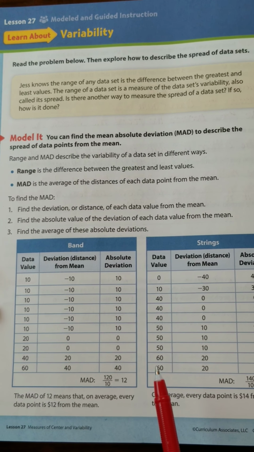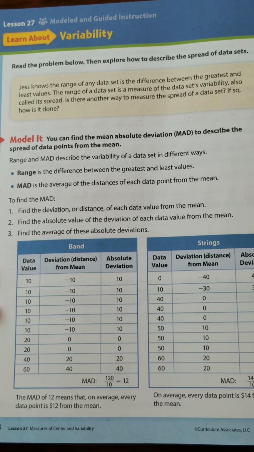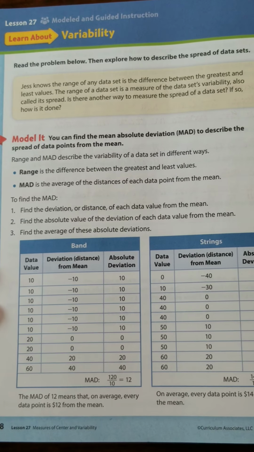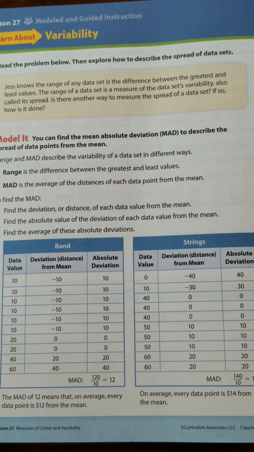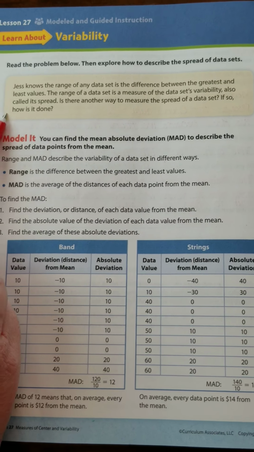Mrs. Lane here, and we are on Lesson 27, Variability. You're probably on page 288 and 289. However, if you've got the older version of the instruction book, you're on 278 and 279. But we're going to go ahead and start right now with this question in tan.